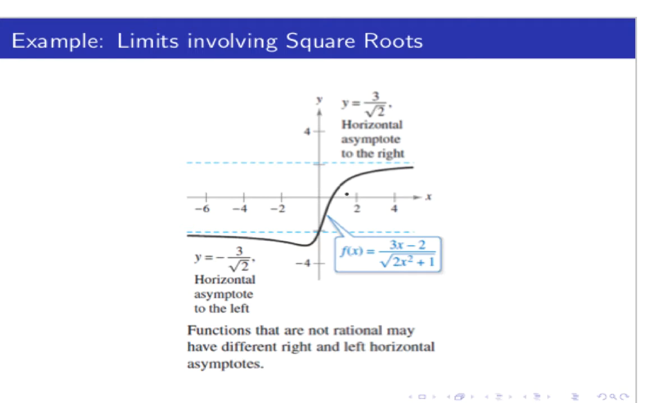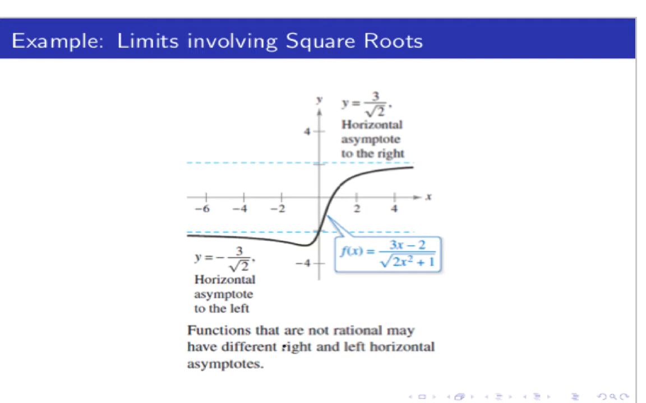Notice, as x becomes positive, this function has a horizontal asymptote y equals 3 over square root 2. And this is the function which we just solved. And as x approaches negative infinity, the horizontal asymptote is y equals negative 3 over square root 2.